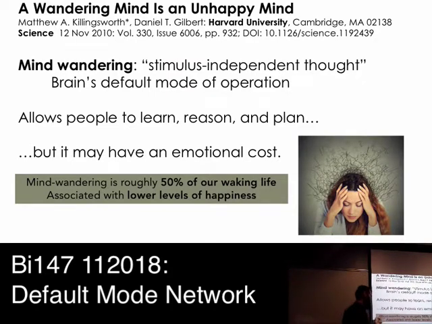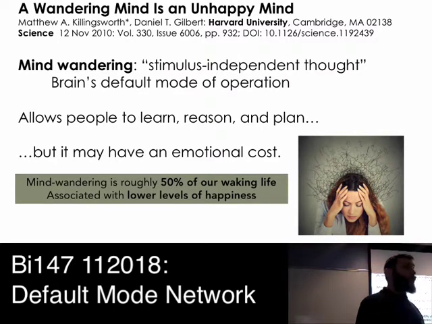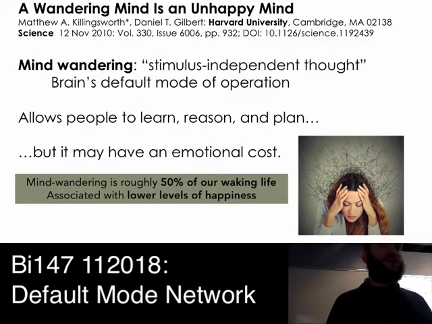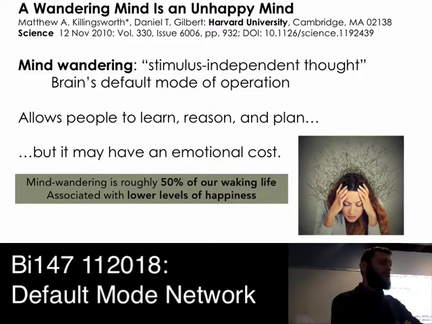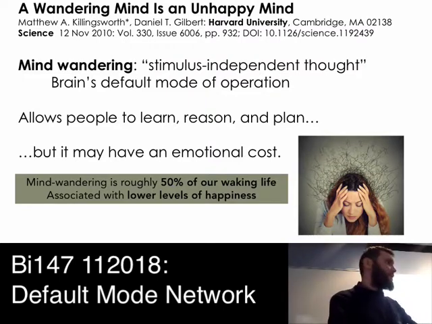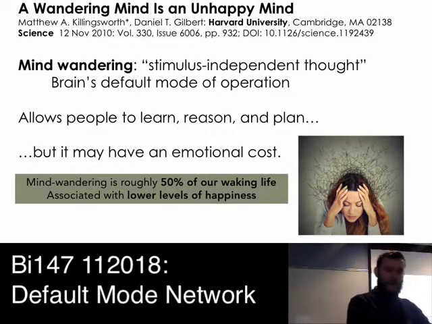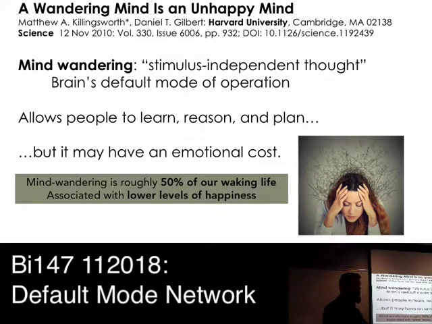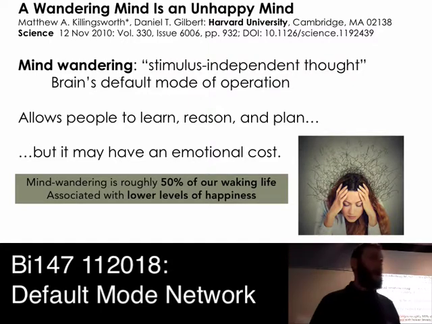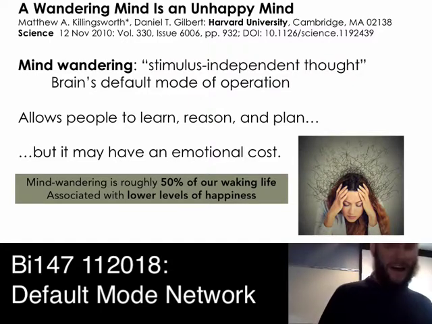They say here, mind wandering is about 50% of our waking life in an average person. About 50% of the time, half of the minutes from eyes open to eyes closed, morning to night, the mind is not on a task. It's wandering about someplace. And they say that this is associated with lower levels of happiness. Well, how do they show that?